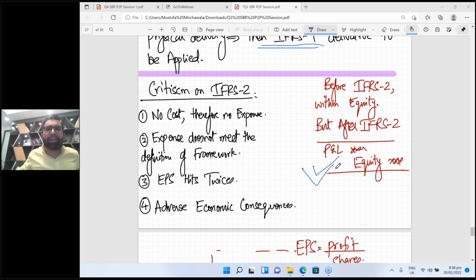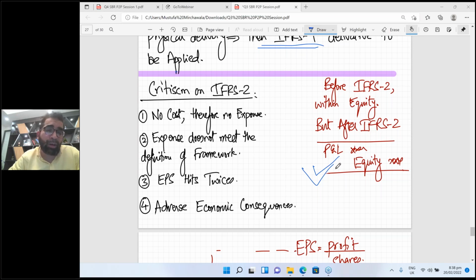No cost, therefore no charge. People said we are just giving shares, so why should we book the expense? There is no cost to us, we don't have to pay any cash. IFRS 2 said, no, these costs are valuable. You have a share price in the stock market, there is a worth of these shares. So don't say no cost. Yes, there is a cost.